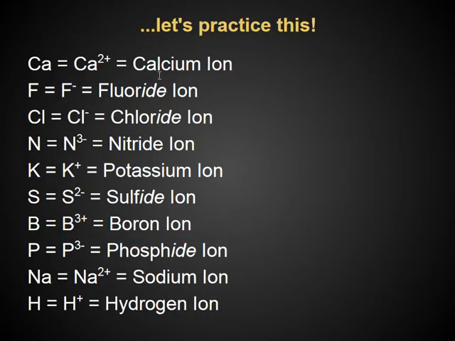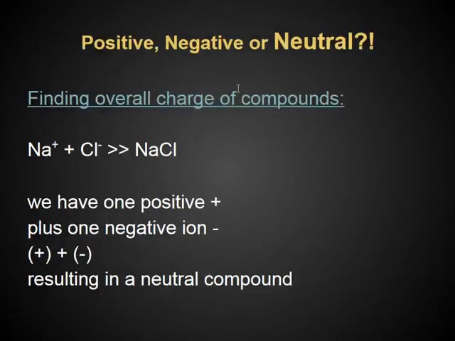If we were to practice this, all you have to do is really change the negative ones. So fluorine changes to fluoride, chlorine changes to chloride, nitrogen changes to nitride, sulfur changes to sulfide, and phosphorus changes to phosphide. All the positive ones will stay the same, and then you add "ion" to each name.